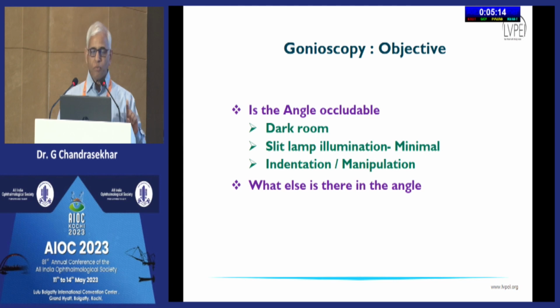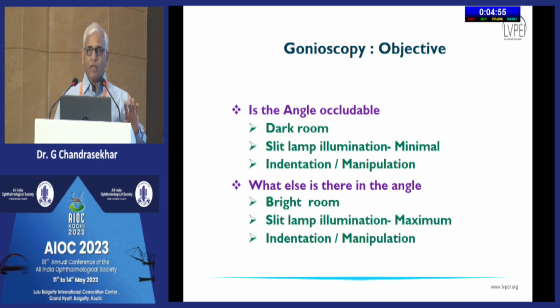So the first important question is: is the angle occludable? For that, we need to make sure that the room is dark, the slit lamp illumination does not fall on the pupil, and there is no indentation or manipulation, allowing the pupil to dilate to its maximum, and then assess the gap between the cornea and the iris. Having made that judgment, you can then go on to see what else is there in the angle and what pathology you are looking at.